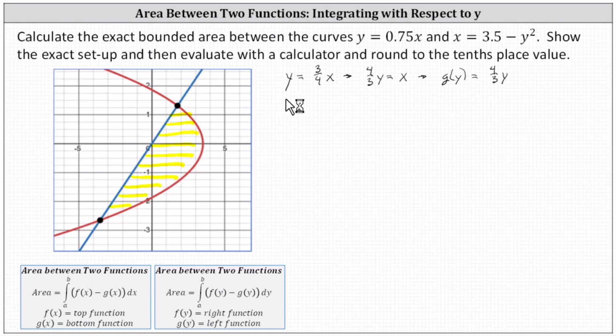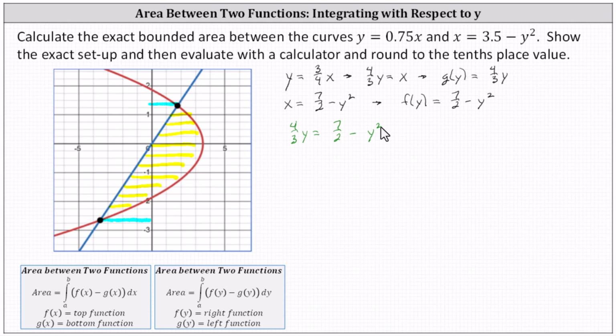The second curve is x equals 3.5 minus y squared, or 7/2 minus y squared. This is already solved for x, and because this is the curve on the right, let's go ahead and call this f of y. So we know that f of y is equal to 7/2 minus y squared. And now because we're integrating with respect to y, we now need to determine the y-coordinates of the points of intersection. To do this, we set f of y and g of y equal to each other and solve for y, which gives us the equation 4/3 y equals 7/2 minus y squared.